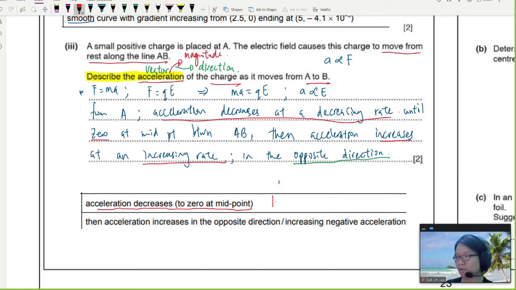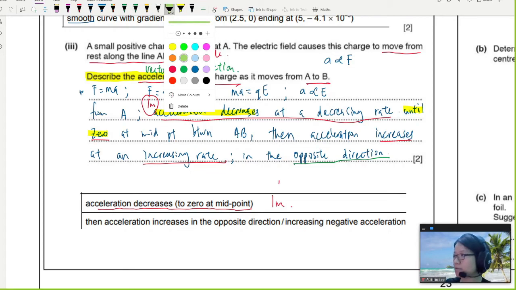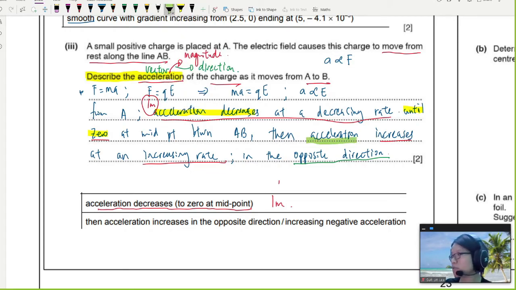So this is 1 mark, which I already mentioned here. Acceleration decreases. I'm feeling insecure, so I said at a decreasing rate until 0. So this is 1 mark. Okay, and then the acceleration then increases in the opposite direction. So this part here is your 2nd mark. Acceleration increases in the opposite direction, or I guess you could say increasing rate. But you have to talk about the negative. This is the 2nd mark.